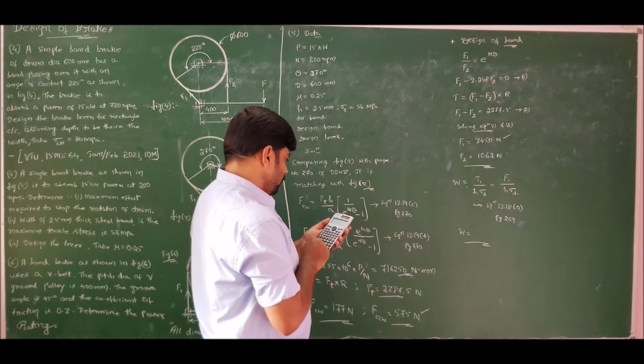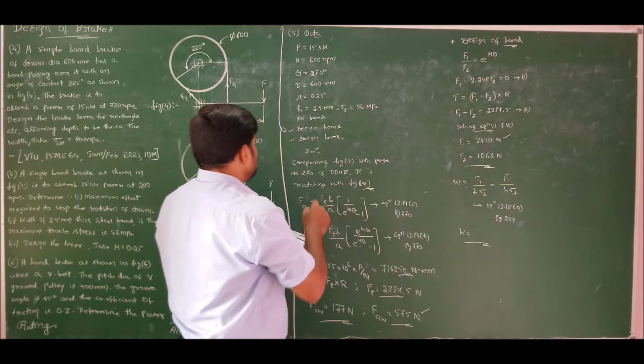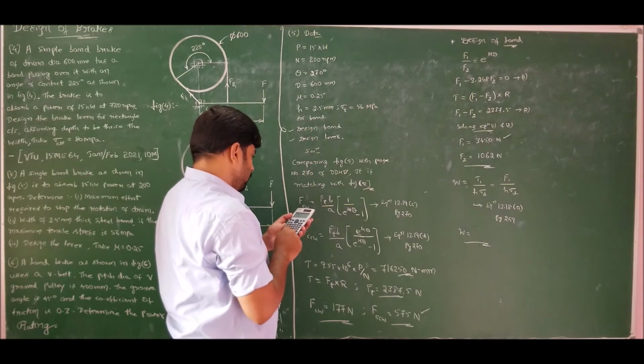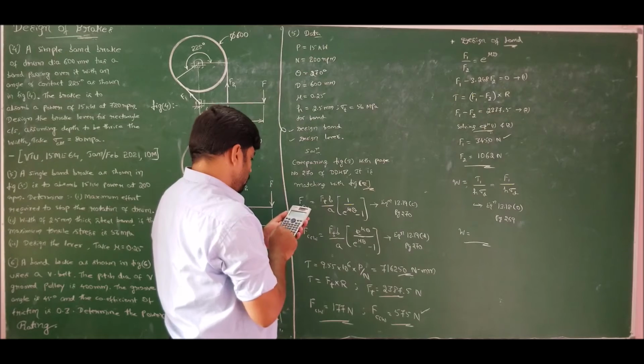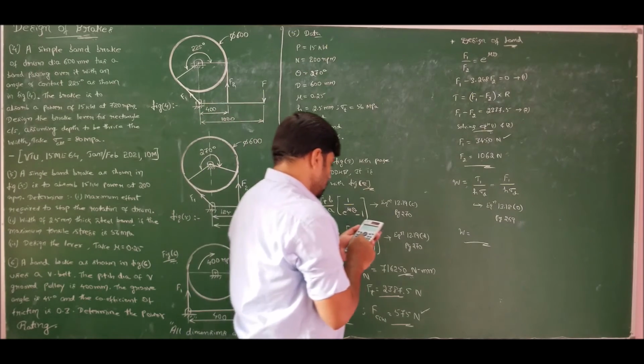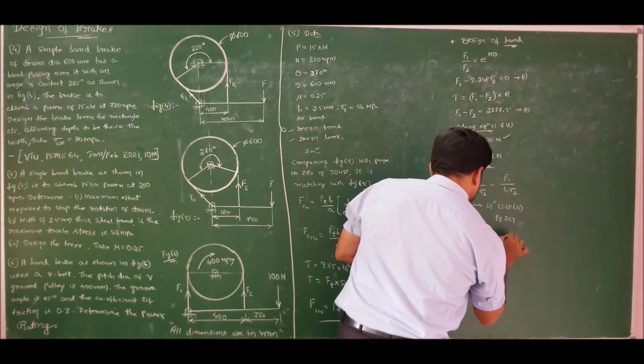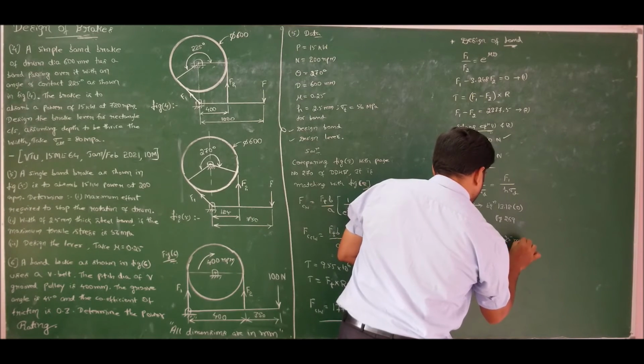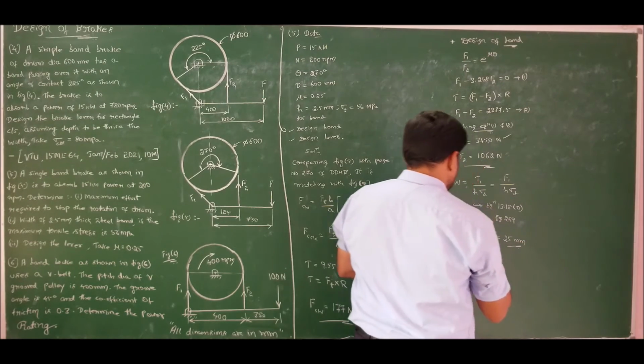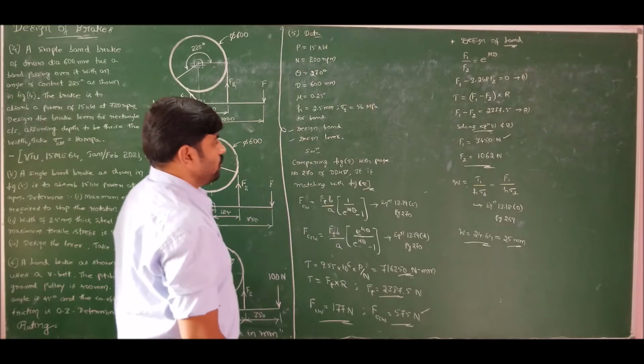F1 is 3450 divided by thickness of band is 2.5. Allowable stress is 56 MPa for band. Hence the width is 24.64. So you can adopt 25 mm. So this is the solution for design of band.